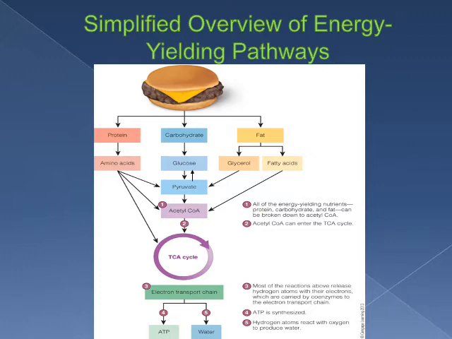Fatty acids enter the pathway at acetyl-CoA, and remember that happens with the process of beta oxidation, where 2-carbon fragments are removed at a time, forming acetyl-CoA. And then that acetyl-CoA cannot make glucose, but it can enter the TCA cycle and then electron transport chain and produce a lot of ATP.